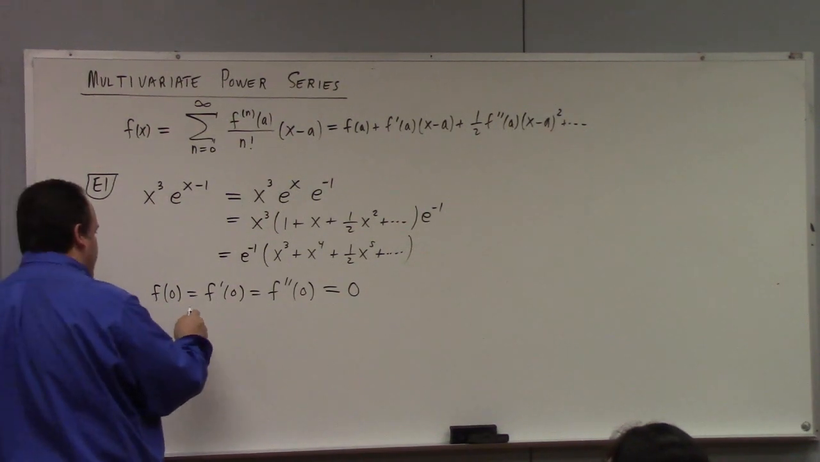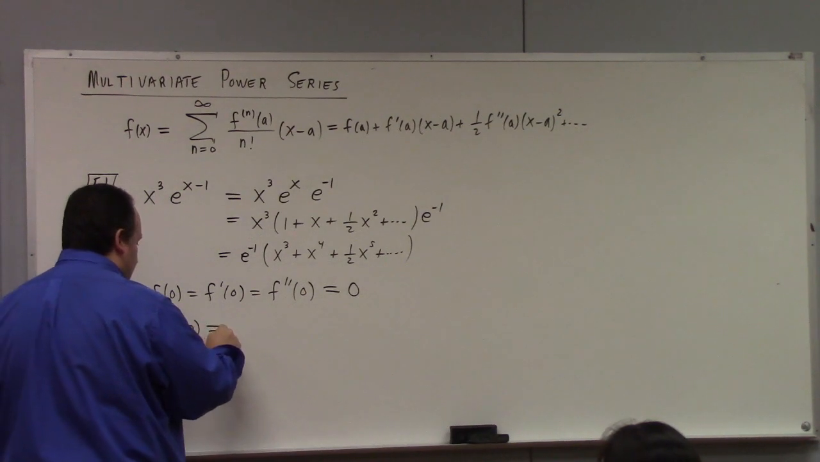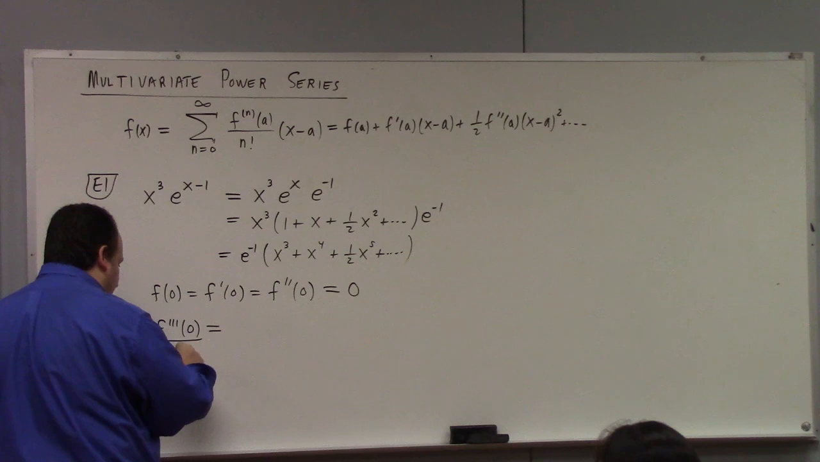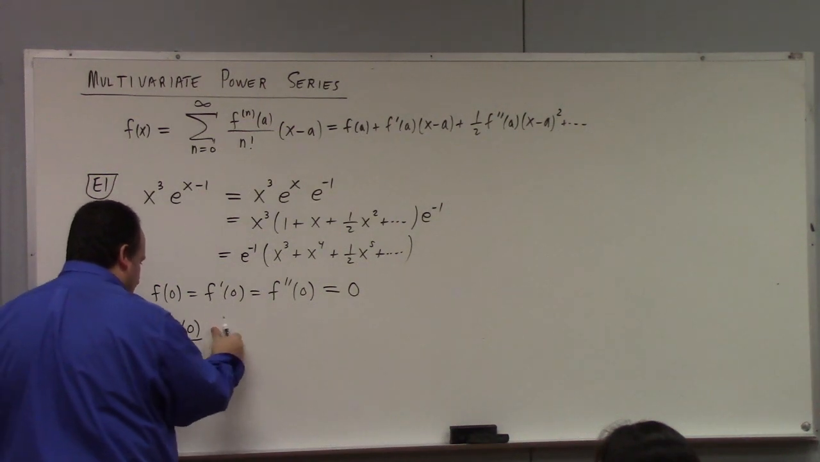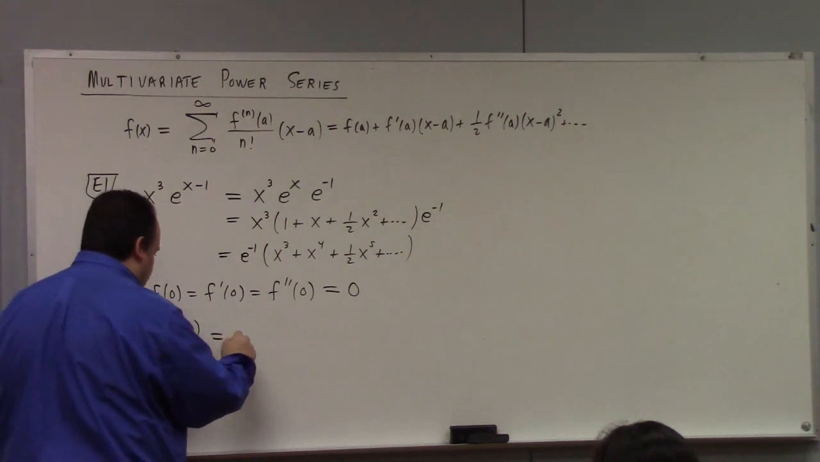So you guys, here's one that's non-trivial. What would f prime prime prime of 0 be equal to? Let me help you out. What would that over 3 factorial be equal to? e to the negative 1. There we go, e to the negative 1.